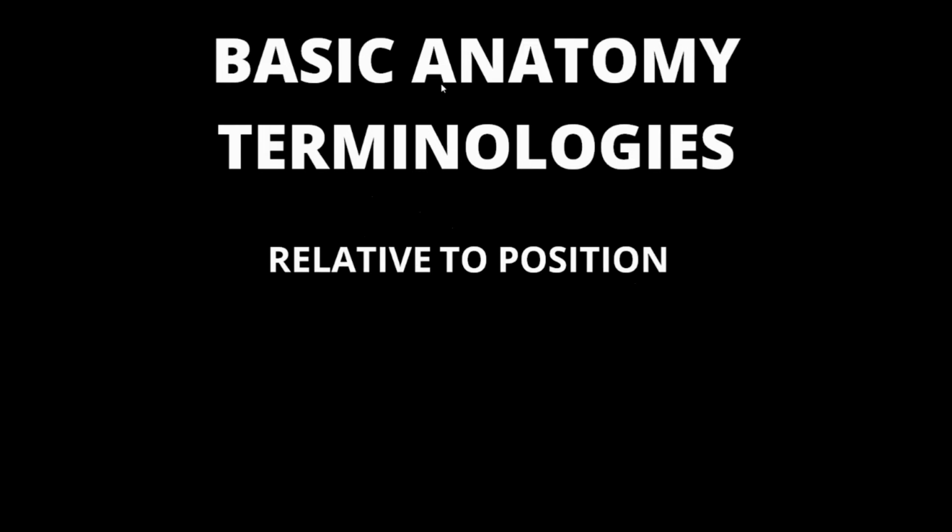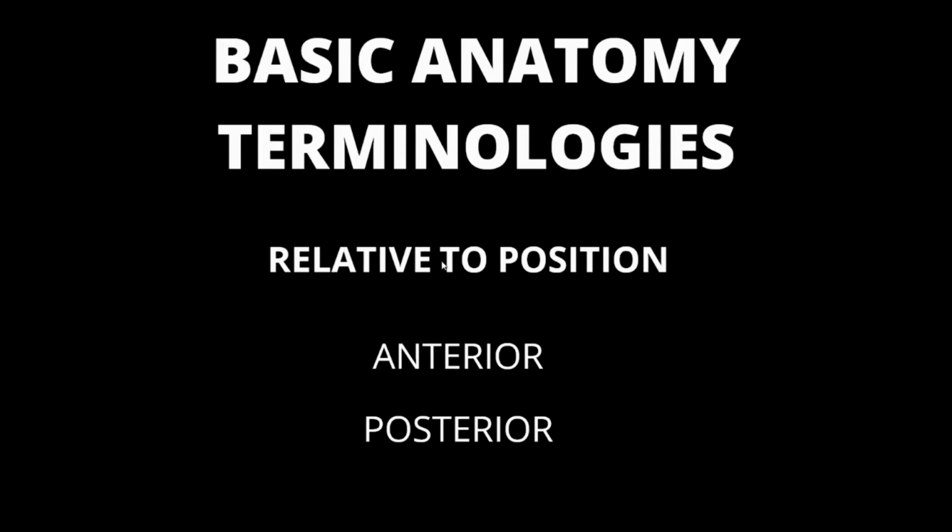So let's start with the basic anatomy terminologies relative to position. We have the anterior, which describes structures that are in front of the body. For example, the face. And we also have the posterior, which describes structures that are located at the back of the body.